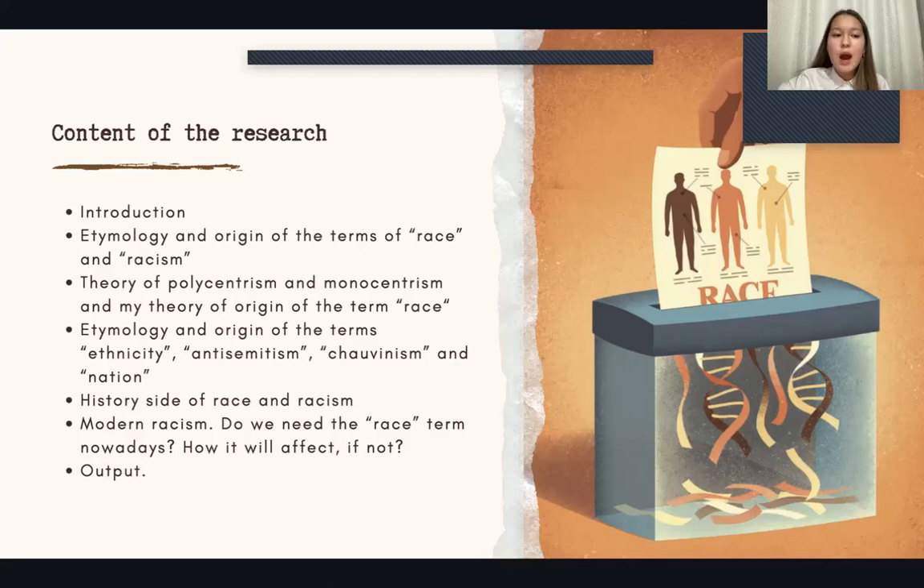So in my research, I opened up the theme, the etymology and origin of the terms race and racism, the theory of polycentrism and monocentrism, and also my own theory of the origin of the term race, the etymology and origin of the terms ethnicity, anti-Semitism, chauvinism, and nation, the history side of racism, race and racism, and modern racism. Do we need the race term nowadays, and how will it affect us if not?